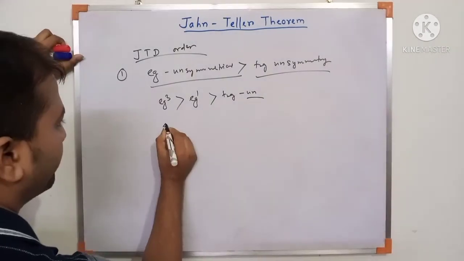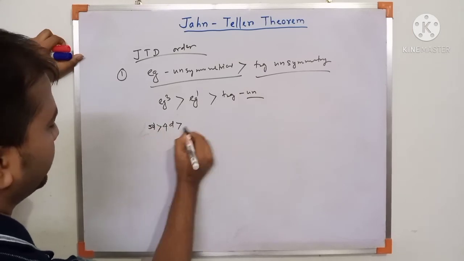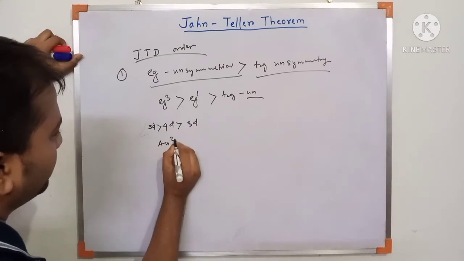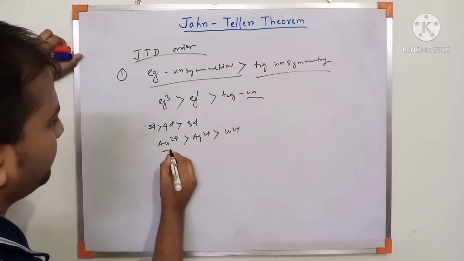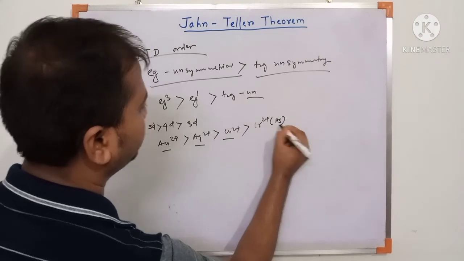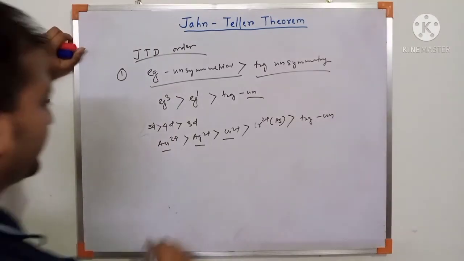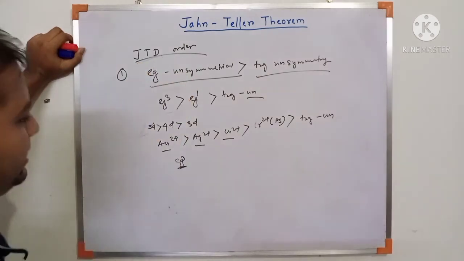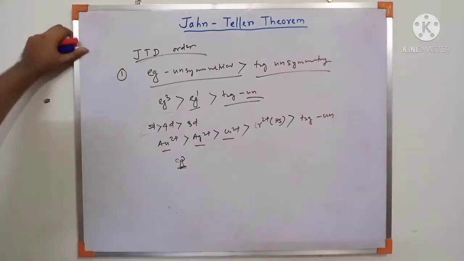But 5d greater than 4d greater than 3d. The Jahn-Teller distortion order is Au2 plus greater than Ag2 plus greater than Cu2 plus. This is 5d, 4d and 3d, greater than chromium 2 plus high spin, greater than T2G unsymmetrical case. Now, because of EG3 the Jahn-Teller distortion interaction is higher than EG1 and then the T2G unsymmetrical fields.